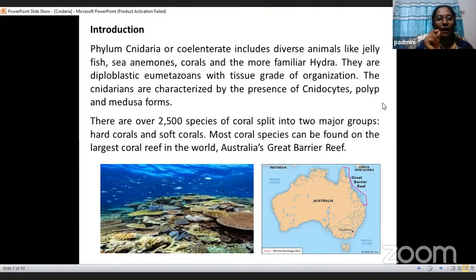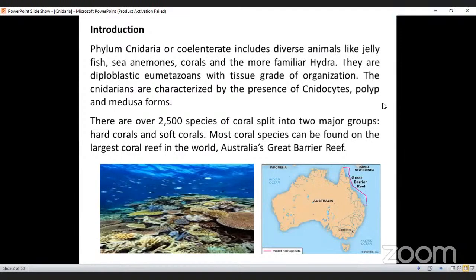Why Cnidarians? Cnida means needle-like structures which are able to sting us. They sting, right? So that stinging capacity is called Cnidaria, N-I-D-A-R-A, and they are also called coelenterates because they have a coelom, a hollow structure in between. They include diverse animals like jellyfish. You must have come across the jellyfishes, right? Yes, Aurelia, ma'am. Aurelia, yeah.